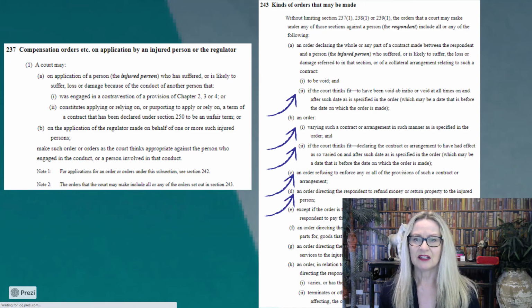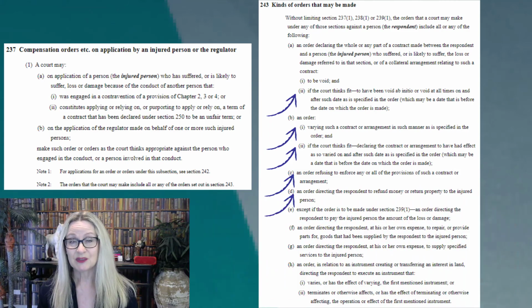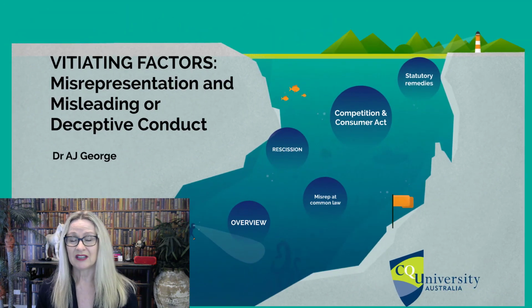There is an incredibly broad scope here for the court to tailor the remedies exactly as required to fit the situation, to fit the problem that's arisen due to the party being misled. So that's why lawyers everywhere know and love the ACL and its attendant remedies for misleading or deceptive conduct. And that, folks, is misleading or deceptive conduct and the statutory remedies available for it.